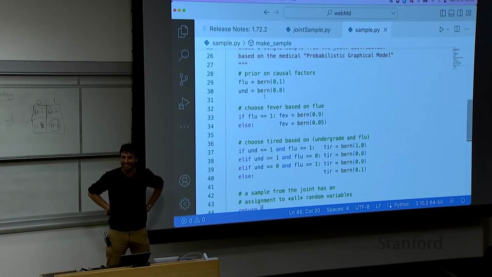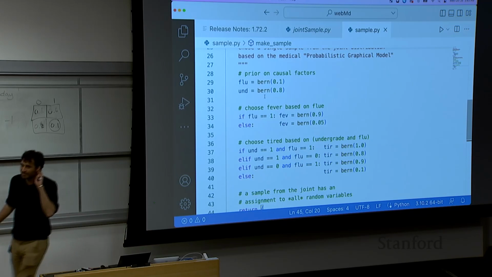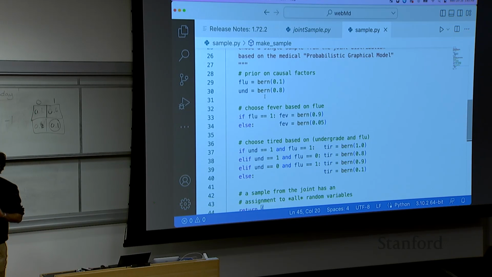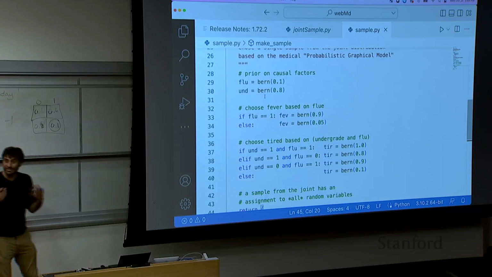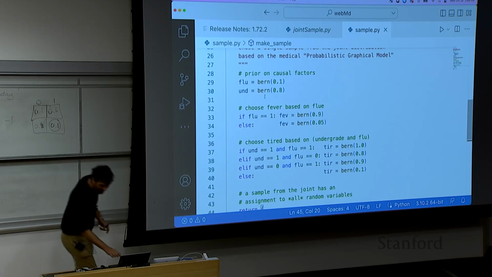Is there something you have to do to calculate the Bernoulli values for tired, or are those given to you? I actually couldn't hear you. It was a little too quiet. Is there something you have to do to calculate like the 1, 0.8, 0.9, 0.1, like the Bernoulli values for tired? Oh, for tired, like how do people come up with those numbers? Is that what you're wondering? Yeah, like did you get those numbers, or did we have to calculate them?